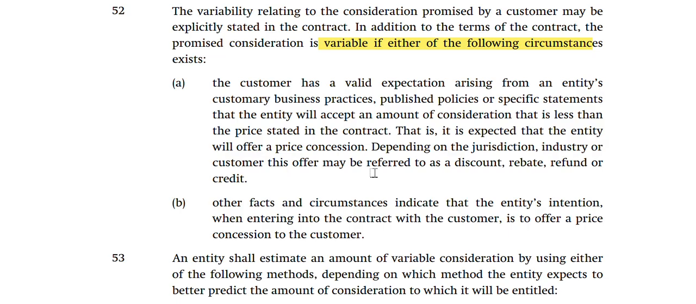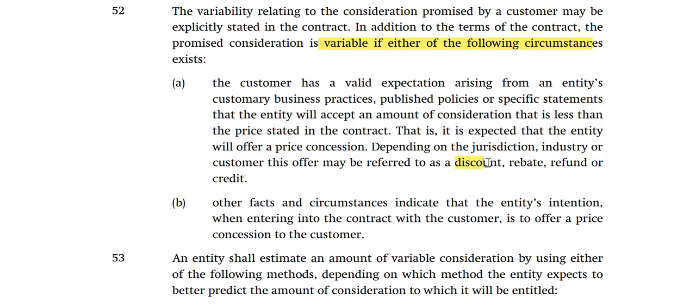A customer has a valid expectation arising from an existing customary business practice, published policies, or specific statement that the entity will accept an amount of consideration that is less than the price stated in the contract. That is, if they expected that the entity will offer a price concession. Depending on the jurisdiction, industry, or customer, this offer may be referred to as a discount, rebate, or refund.